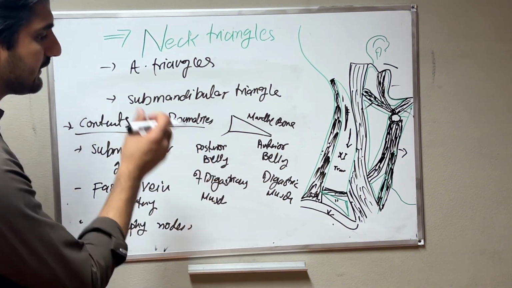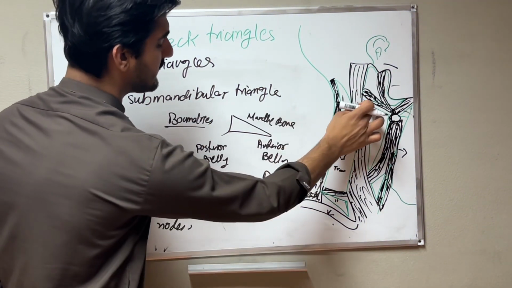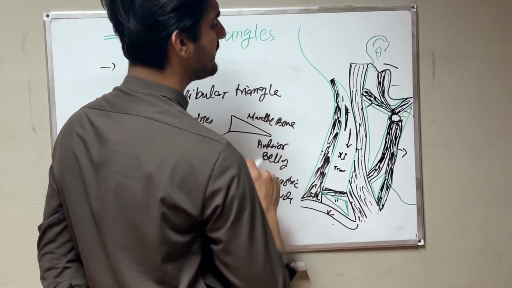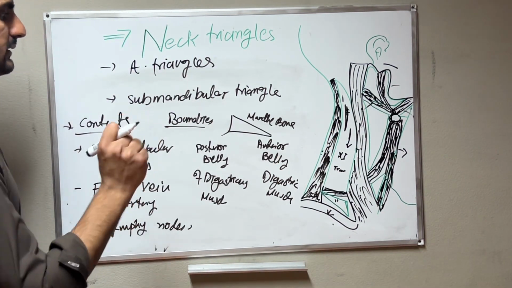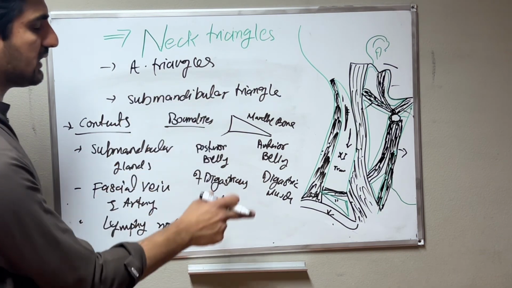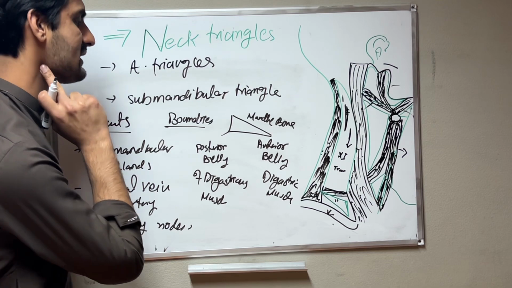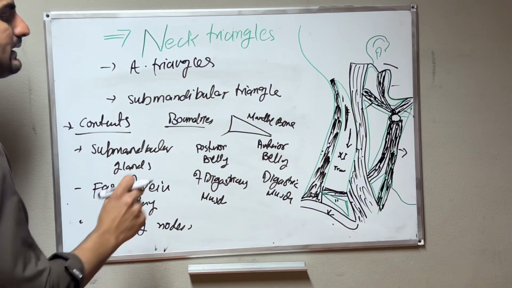First, the boundaries: the mandible bone, then the posterior belly of the digastric muscle and the anterior belly of the digastric muscle. These are the boundaries of the submandibular triangle. And for contents, we have the submandibular glands, because the submandibular glands are located here. Then we have the facial vein and artery and lymph nodes.